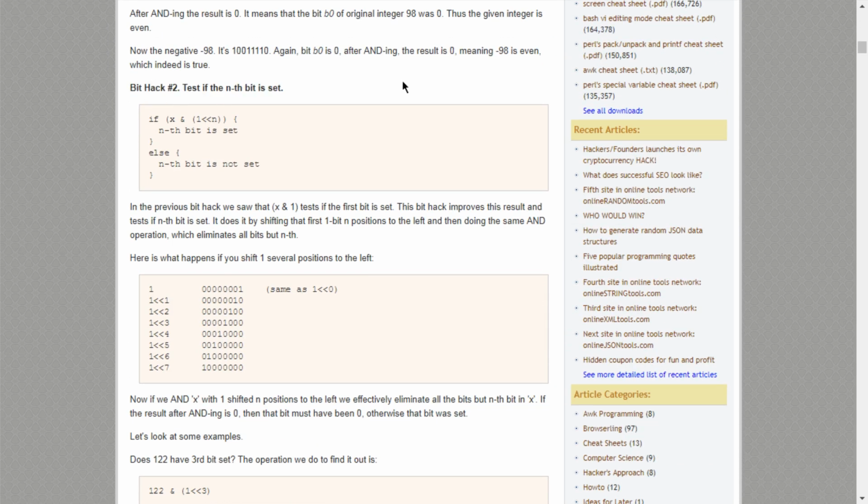Next one here, testing if the nth bit is set. Basically, shifting, we've looked at a number of these. In fact, a lot of these have to do with that. If we start with a 1, we can shift it left n many times, right? Shift it once, now it's 1, 0. Shift it twice, now it's 1, 0, 0. Like we were saying before, this is basically multiplying by 2, starting with a 1, so it's like 2 to the power of this. And if we do the and here, we're basically just checking to see if that bit is set.